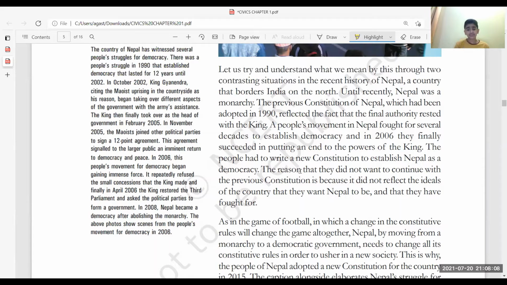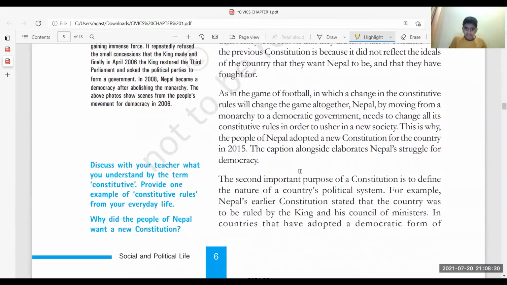So in April 2006, the king asked the political parties to unite, form a government, and start a democracy in Nepal. At last, in 2008, Nepal became a democracy after abolishing monarchy. So this is a case study, guys. Now we have to understand the important purpose.